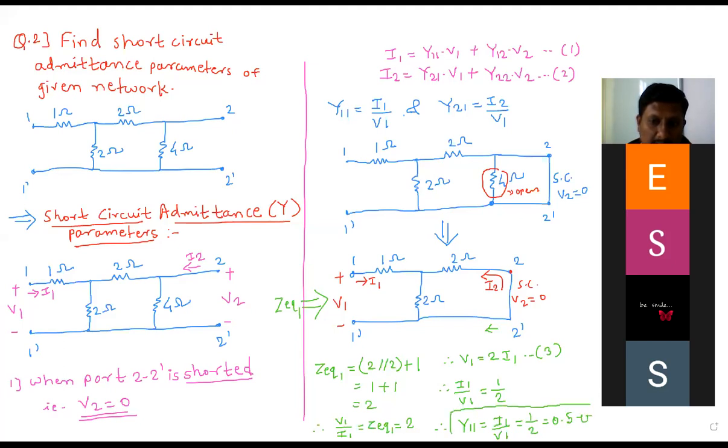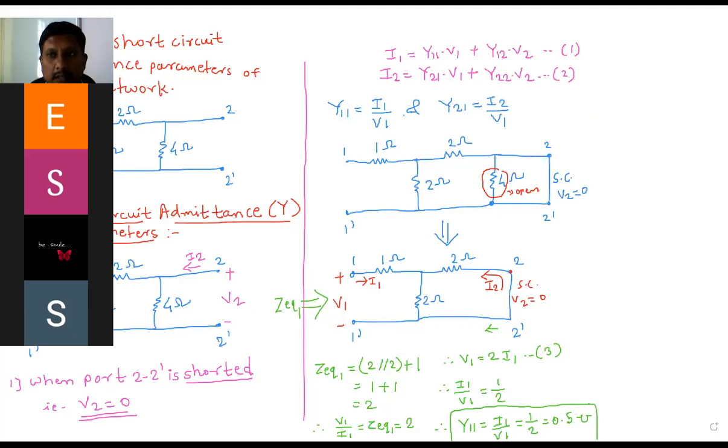So this is the first parameter you can get. Have you understood up to this point? Yes or no? Yes, sir. Okay. So up to here there is no problem. Find out Z equivalent, then you get one equation. Okay, V1 is equal to 2 into I1.